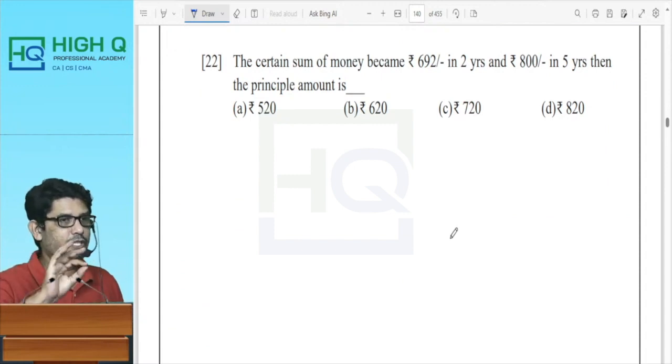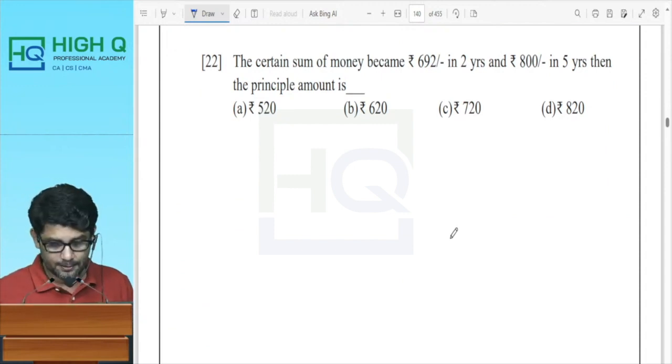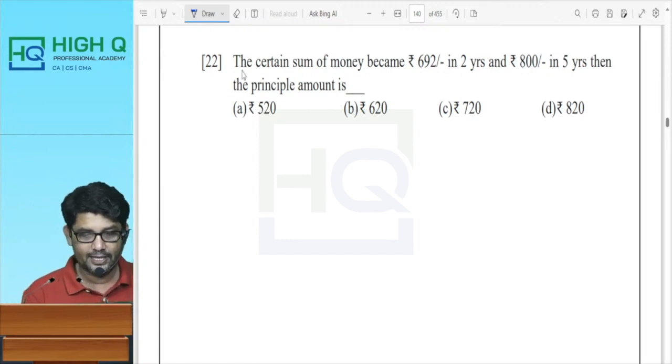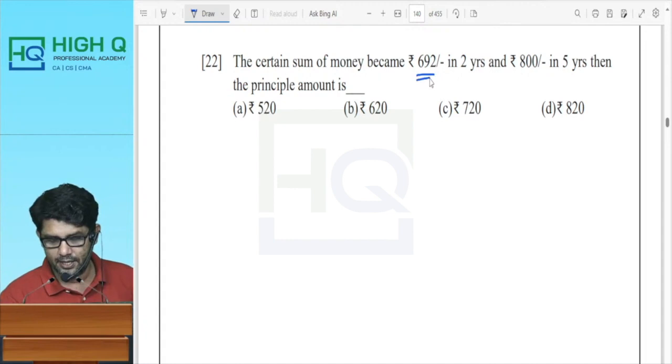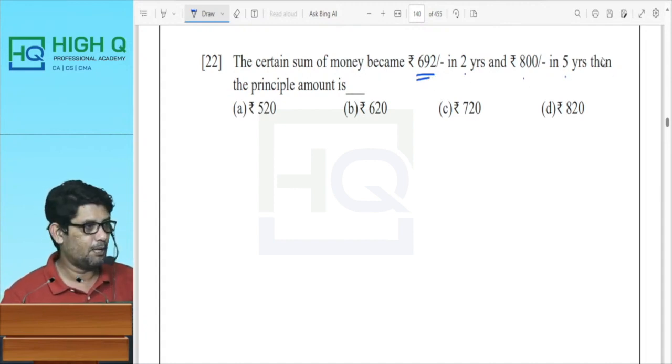This type of question is very important. Mark it, my dear. I will take time to explain. Anjali is asking me, sir, how. A certain sum of money became 692 in 2 years, 800 in 5 years, then find the principal amount.